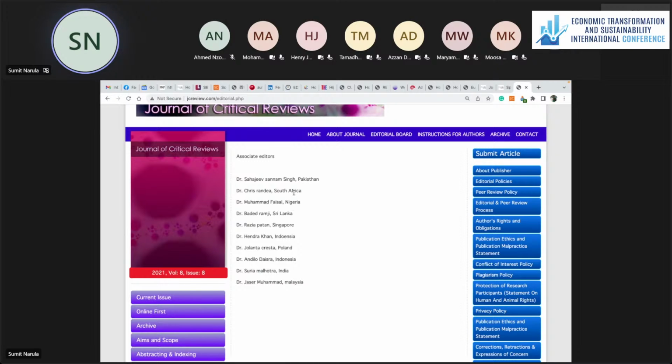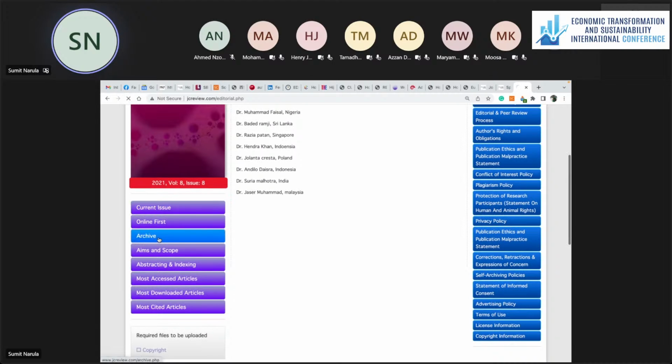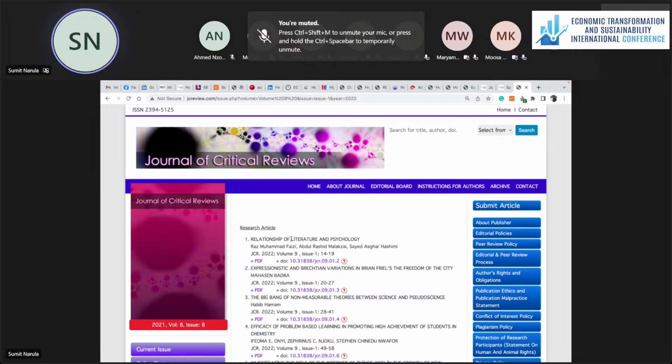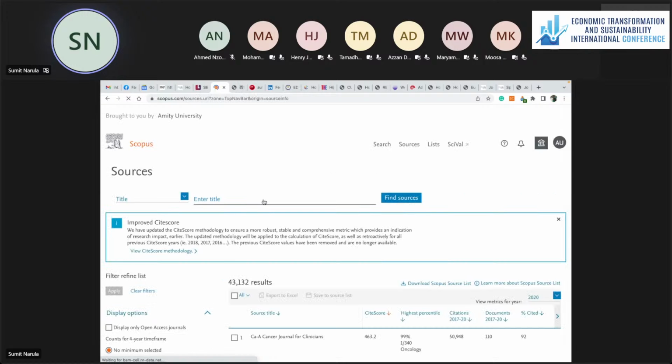They are targeting Pakistan, South Africa, Nigeria, Sri Lanka, Indonesia, India, and Malaysia. And it's not far that they will come to the Gulf countries also. So that has to be carefully checked. So how is this journal a predatory one? These two things. Then if you go to the archive and look at the first paper, you will see it's a literature paper. But if you check in the Scopus database what the source and the area of this journal were, that would be different.